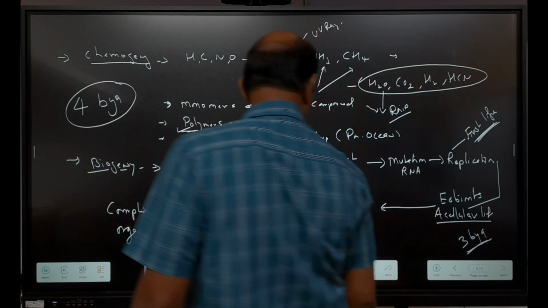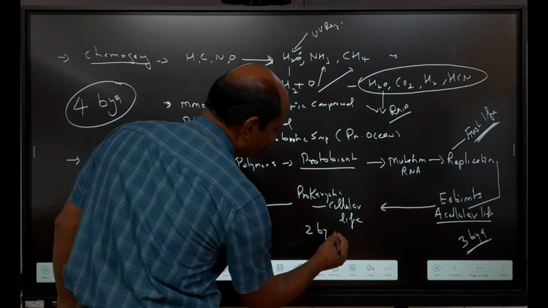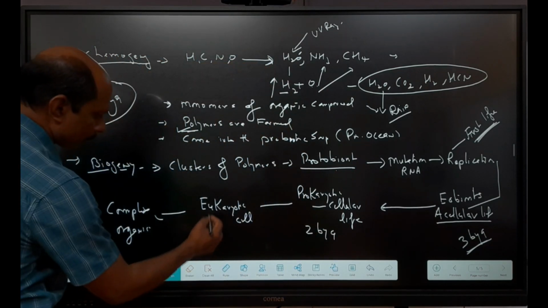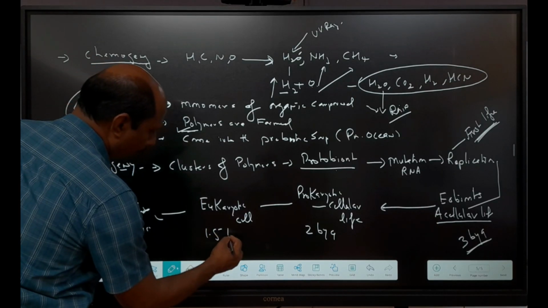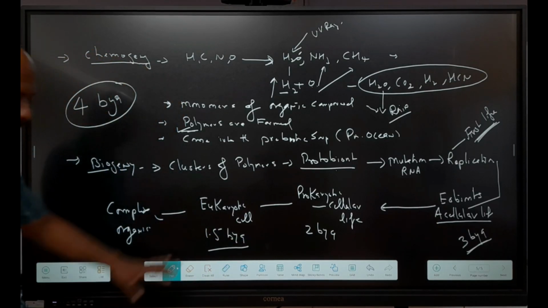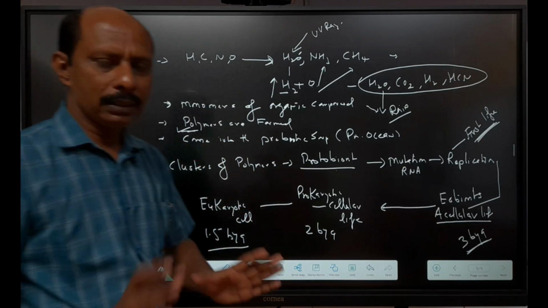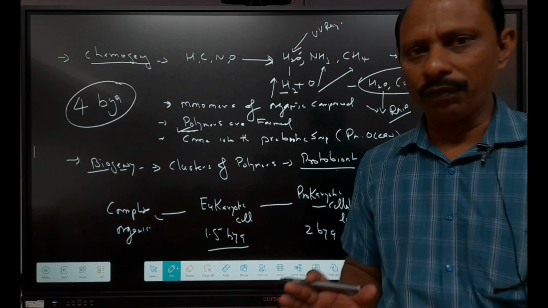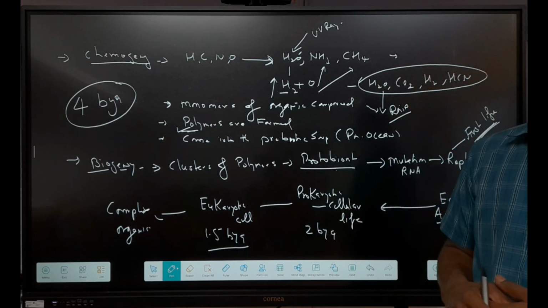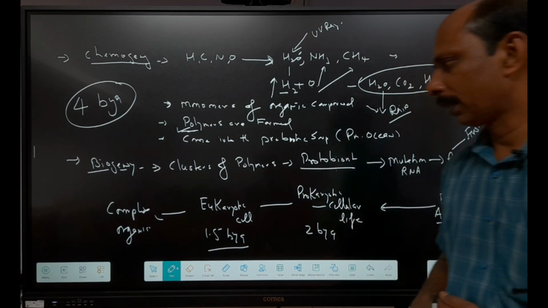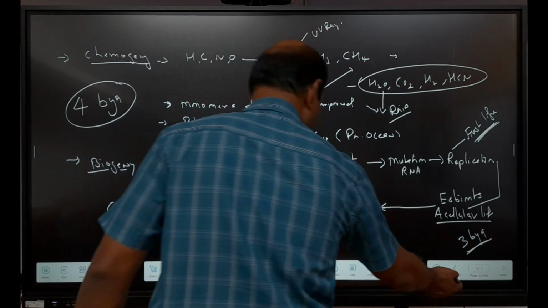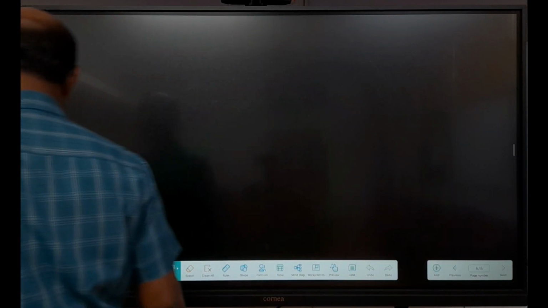Cellular form of life took 2 billion years ago. Eukaryotic cells arose 1.5 billion years ago. That is the time, and that is the process of how life comes from chemicals, chemical evolution, right? Okay. Now next point.